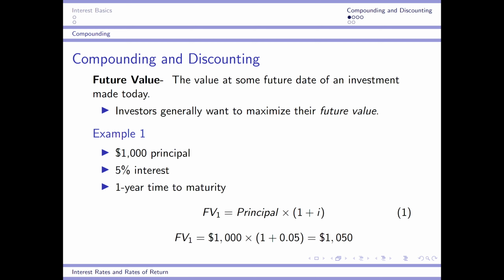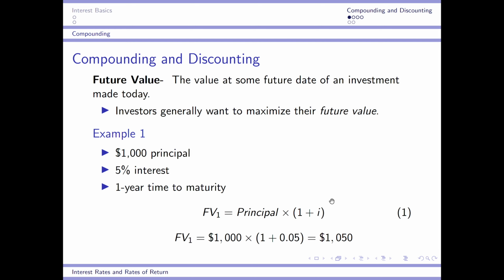So let's just go with a very basic, easy example in front of us. Let's say that there's a $1,000 principal loan that charges 5% interest and has a 1 year time to maturity. Let's try and figure out how much money we will get at the end of the following year when we get paid the money back. And we can do that with equation 1. So the future value at the end of 1 year, hence the subscript 1, is equal to the principal times 1 plus the interest rate.